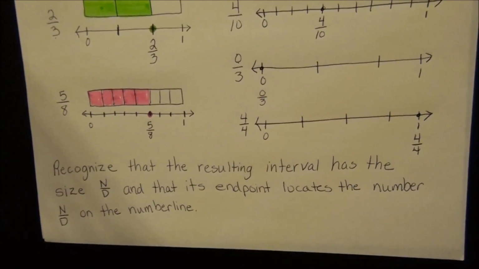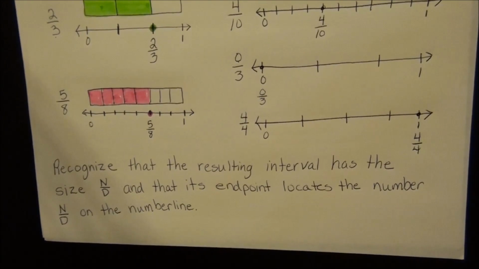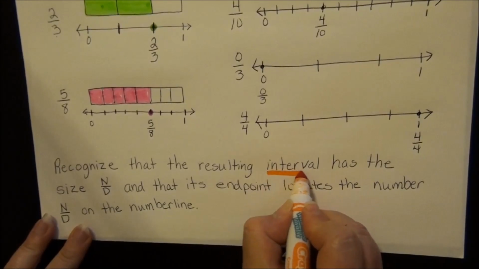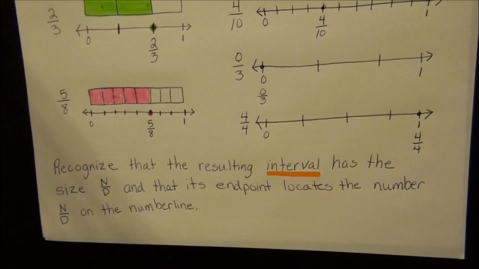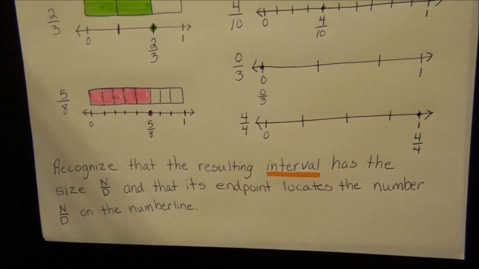Okay, the second part of this lesson is to recognize that the resulting interval has the size numerator over denominator and that its endpoint locates the number numerator over denominator on the number line. So let's talk about words we know. We have the word interval from before, and that one was underlined in orange. Okay, we have a new word, endpoint.